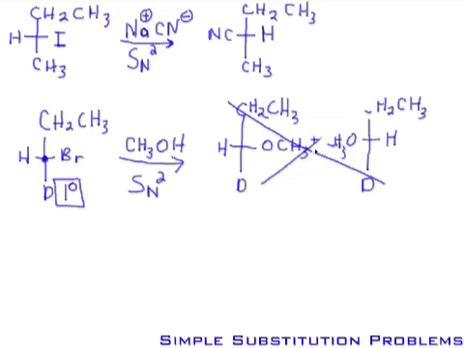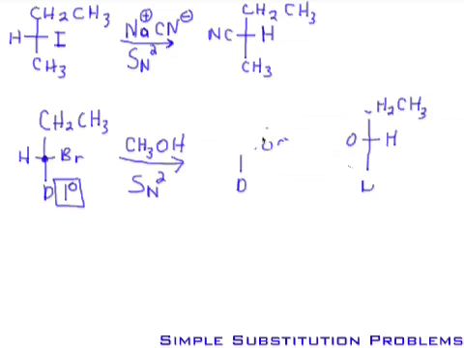So we go SN2, we don't get racemization. What do we get? We get inversion. We get this guy only. Why? Because we go SN2, because it's primary. Be careful. Check carefully so that you can identify what is going on.